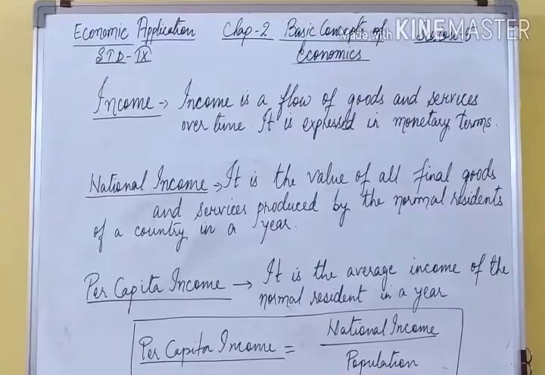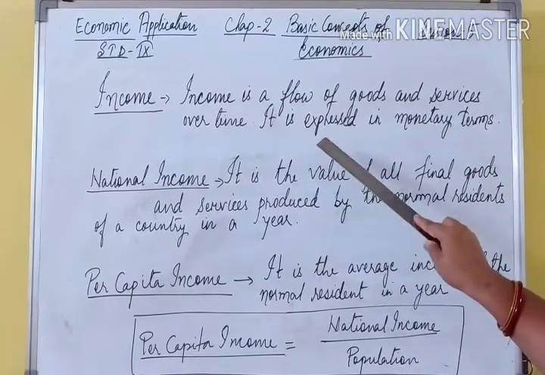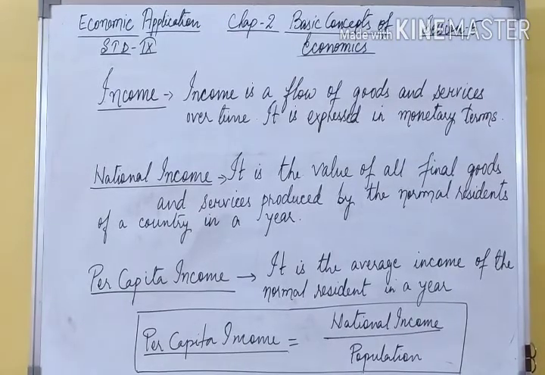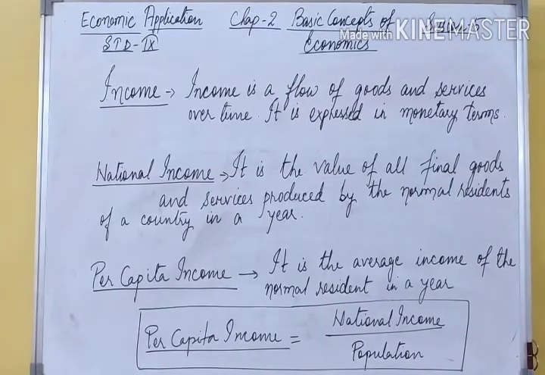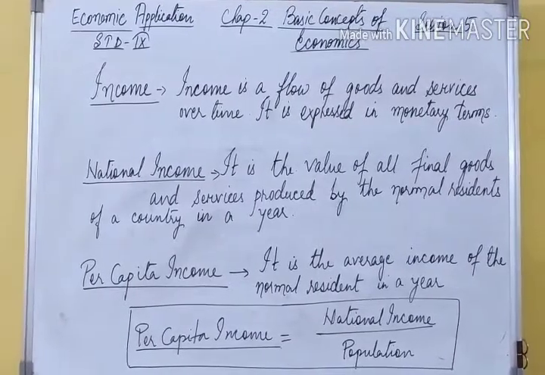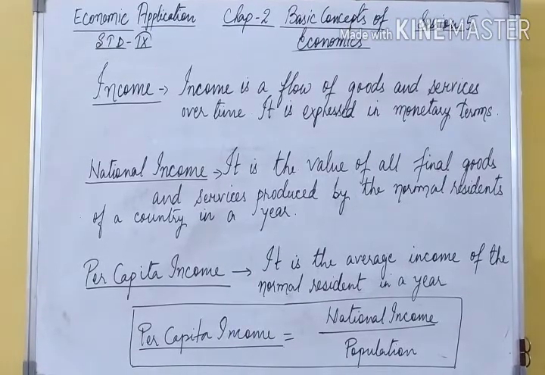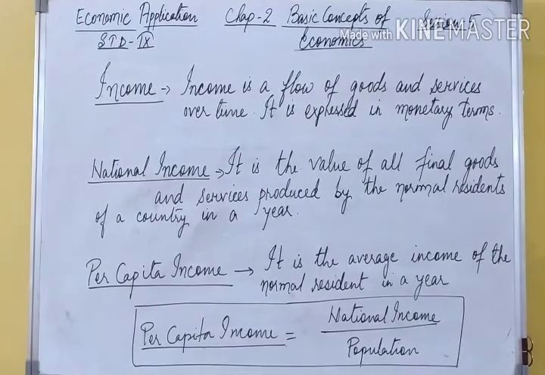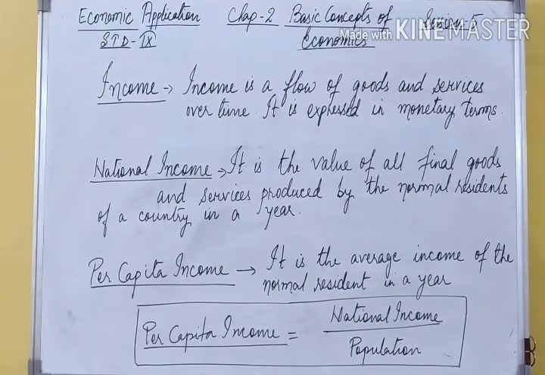Next I move on to what is income. Income is a flow of goods and services over time. It is expressed in monetary terms, or simply we can say whatever work we are doing and against that whatever money we are receiving, that is income. Suppose a farmer produces a certain quantity of rice. When he sells that in the market, he receives an amount. So that is his income. It is in monetary terms.